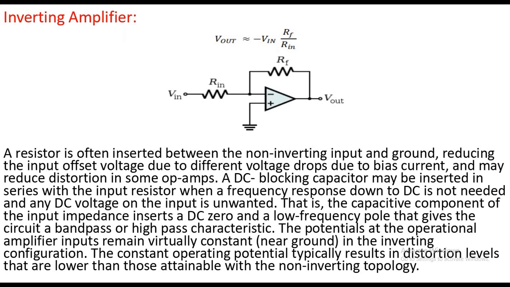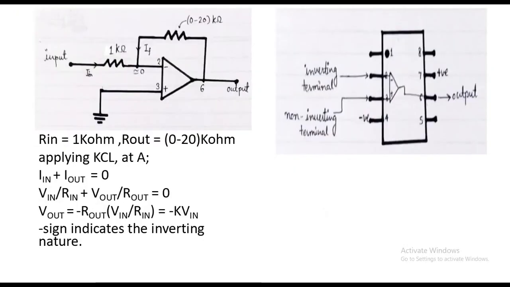So here is the factor which differentiates this inverting amplifier from the others. In this inverting amplifier, V out upon V in, that is the amplification, is given as minus R out upon R in. Here the minus sign indicates that the nature is inverting, and the input and the output voltage are out of phase by 180 degrees. In the other diagram we have shown one inverting amplifier.